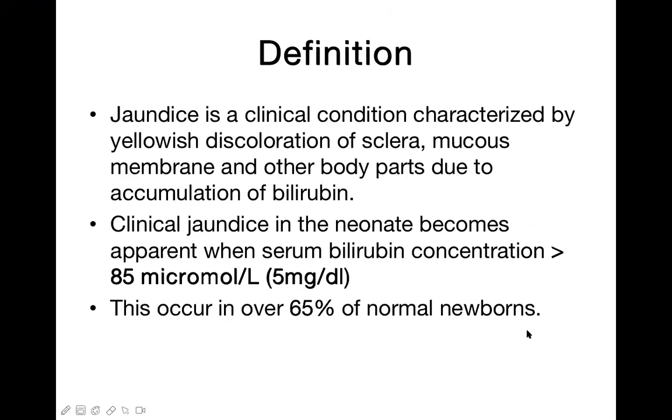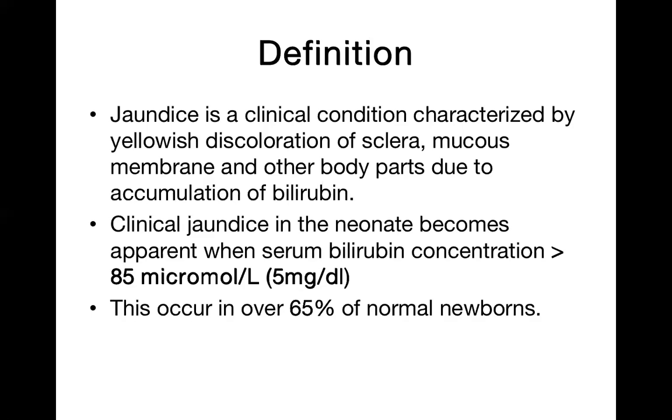Now, jaundice is a clinical condition characterized by yellowish discoloration of sclera, mucous membrane, and other body parts due to accumulation of bilirubin. Jaundice is also known as hyperbilirubinemia. That means there is excessive deposition or accumulation of bilirubin in certain areas of our body, which results in yellowish discoloration of sclera or mucous membrane.